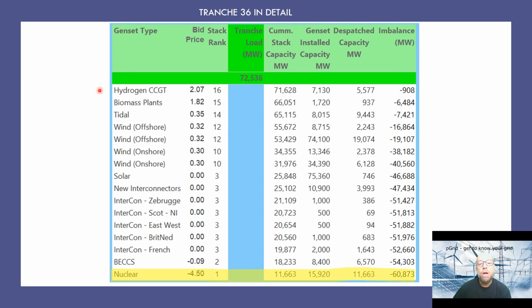And when we add the hydrogen plant in, we get a cumulative capacity of 71 gigawatts, but we needed 72, so we still have an imbalance of 908. And this is really just showing you how we produce this analysis in each of the tranches. And so we have a shortage here, and the only thing the energy system operator could do at this point is ask for some help from the storage assets that it has.